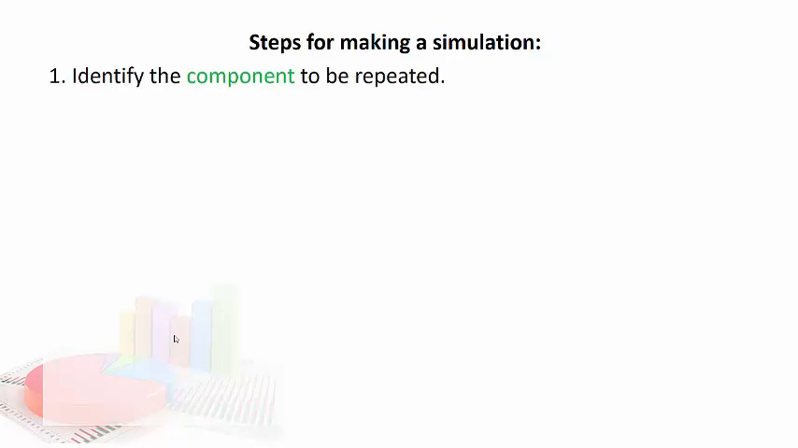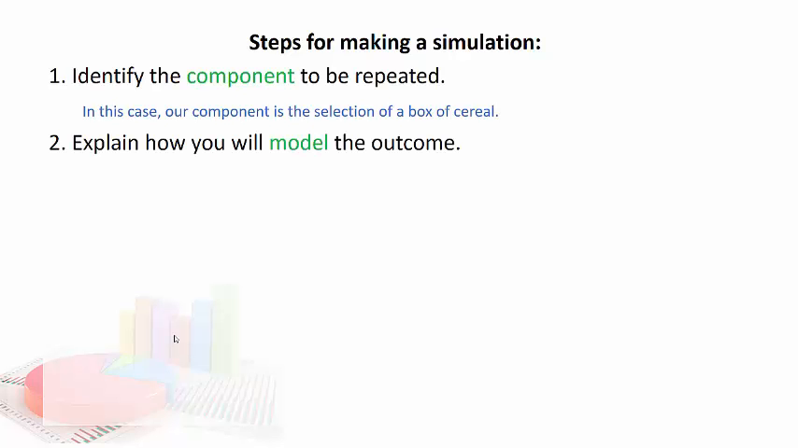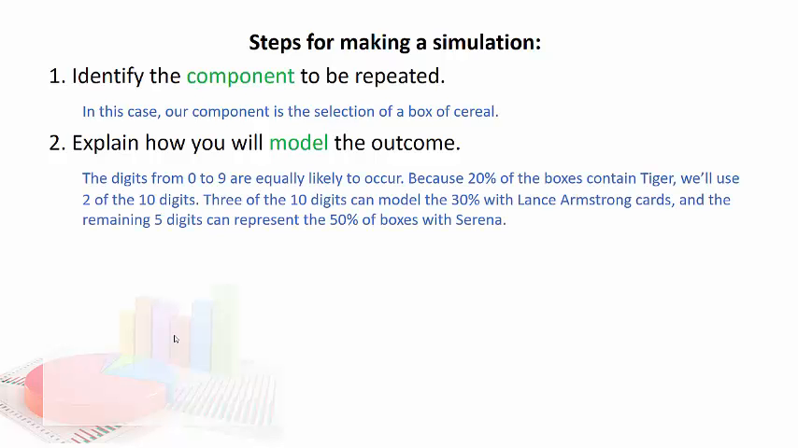So first of all, we're going to identify the component to be repeated. In this case, our component is a selection of a box of cereal. So every purchase of cereal, we get a box. Okay, so how would we model the outcome? In this case, we have the digits from 0 to 9. We have nice percentages: 20%, 30%, and 50%. So that's like 2 out of 10, 3 out of 10, and 5 out of 10. If it had been like 21%, I might need 2 digits to represent that. Do you see what I'm saying?